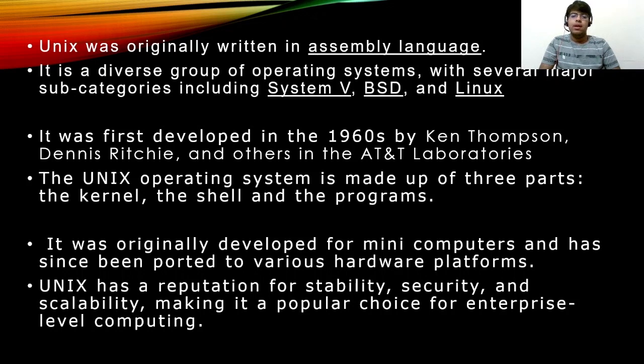The Unix OS is basically made up of three parts: the kernel, the shell, and the programs. It was originally developed for minicomputers, but we also have a desktop or laptop variant as well, as it has been ported to various hardware platforms. Unix has a great reputation for its stability, security, and scalability as well.